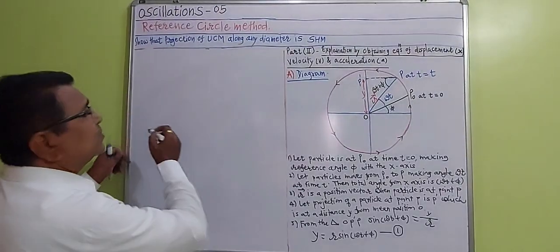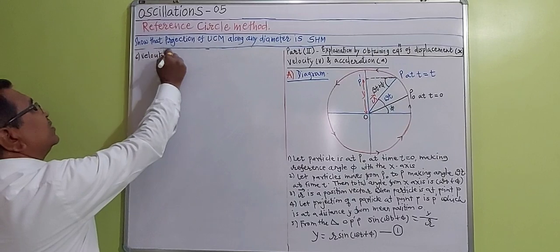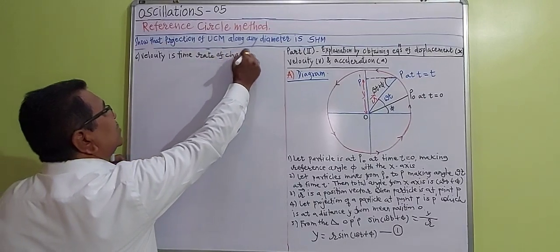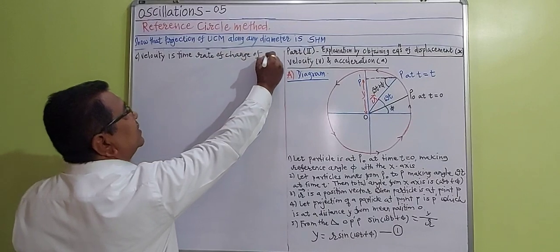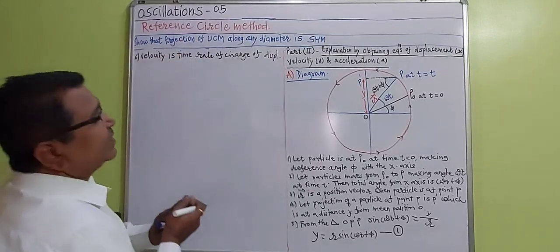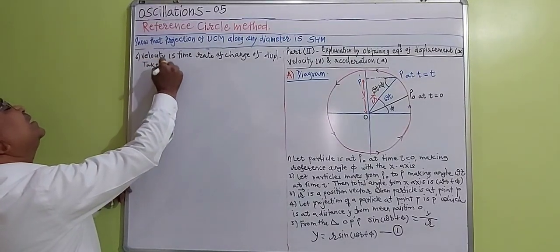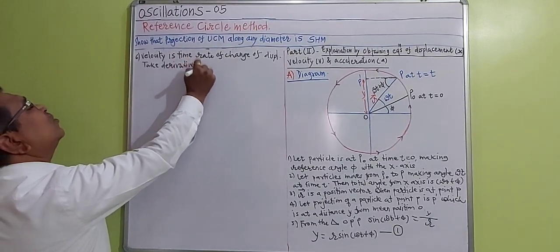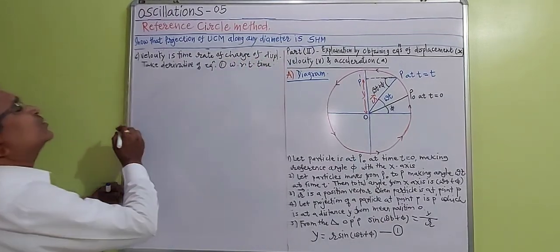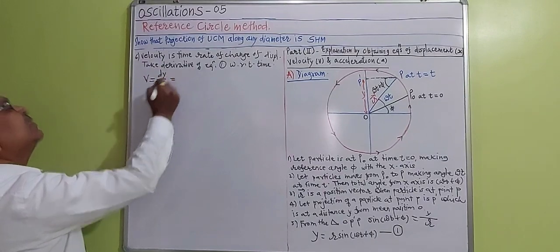So we will write here 6. Velocity is time rate of change of displacement with respect to time. So take a derivative of equation 1 with respect to time. Then we get dy by dt. And this dy by dt is nothing but the velocity, which is equal to what?